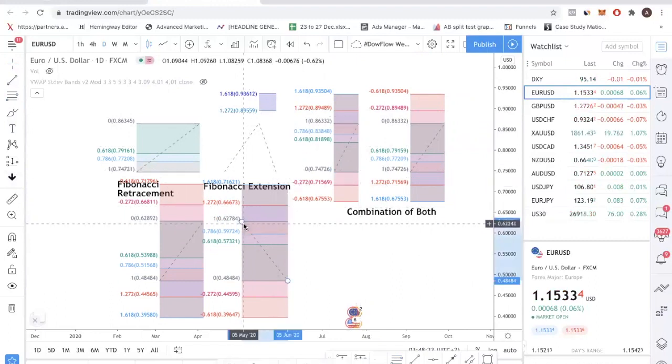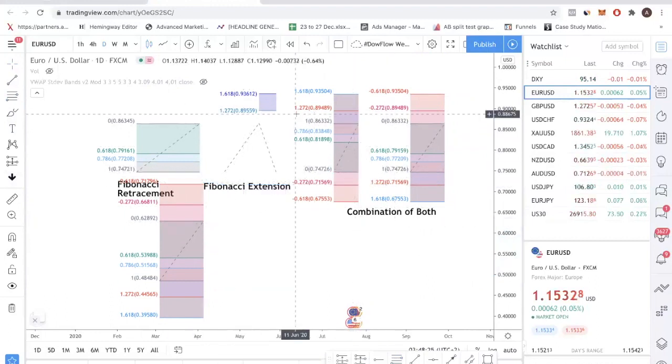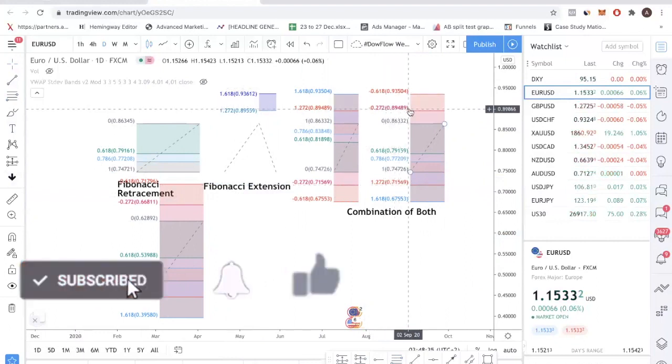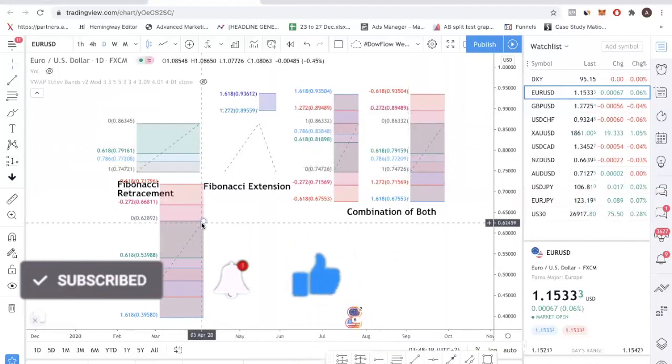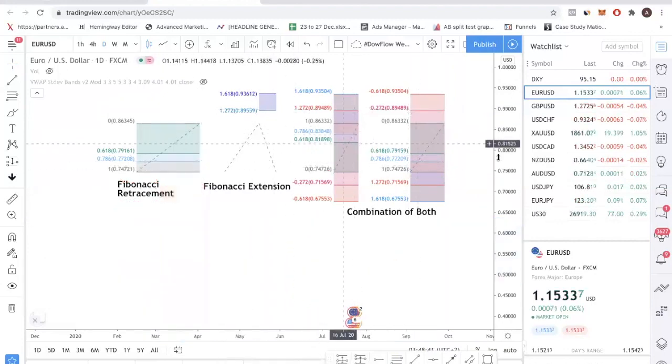Okay, and so that's why I have it set up both in the positive as well as the negative. I have the 1.618, which is a positive, 1.272, which is a positive, and I have the negative minus 0.272 as well as minus 0.618. So this is how you set it up so that you only need this tool.